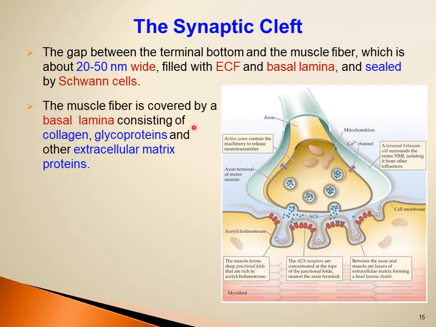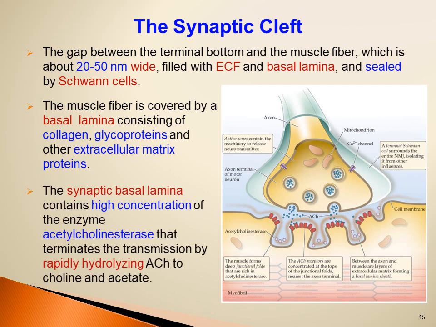The muscle fiber is covered by basal lamina consisting of collagen, glycoproteins, and other extracellular matrix proteins. This basal lamina also extends into the synaptic cleft and into the primary and secondary clefts or folds, and as I said, it is very rich in the enzyme acetylcholinesterase. So the synaptic basal lamina contains a high concentration of acetylcholinesterase that terminates the transmission by rapidly hydrolyzing acetylcholine to choline and acetate.